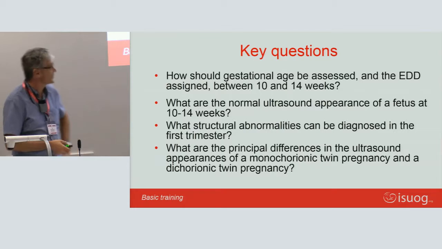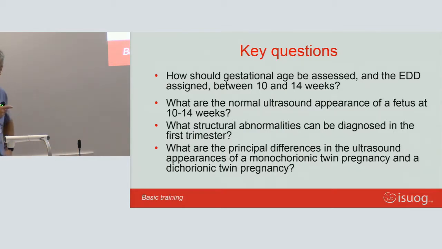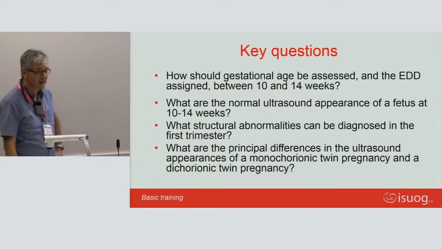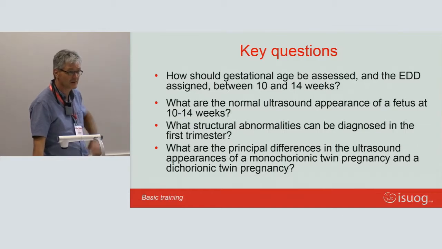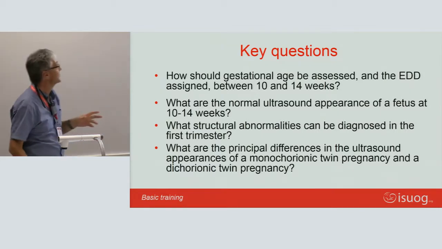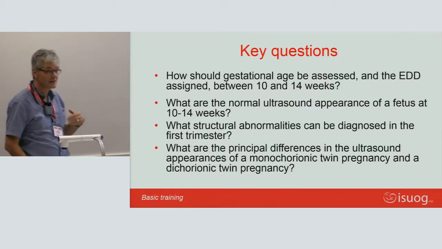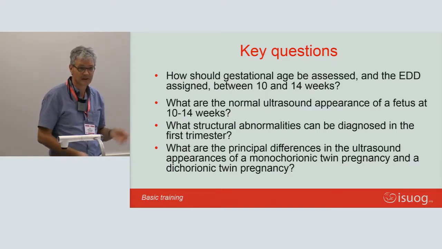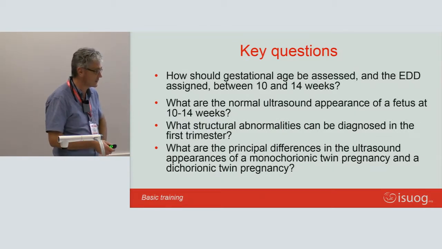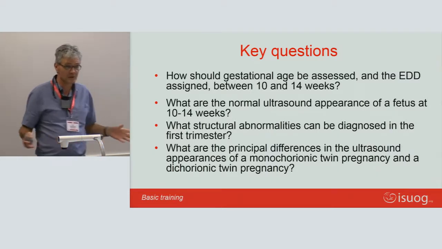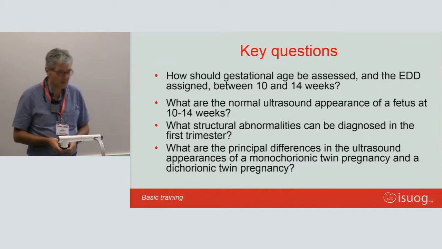So our key questions are, forgive me for looking away from you because what's there is different to what's here. The first really key question of ultrasound, and I think one of the few places where ultrasound has really proved its own in obstetrical care, is determining gestational age. And it really starts with, how do you determine gestational age, and combined to that, which also not always happens correctly, how do you assign the expected date of delivery between 10 and 14 weeks? Secondly, what does the normal fetus look like between 10 and 14 weeks?